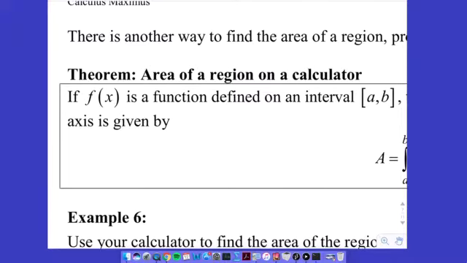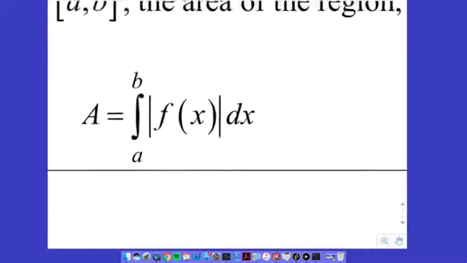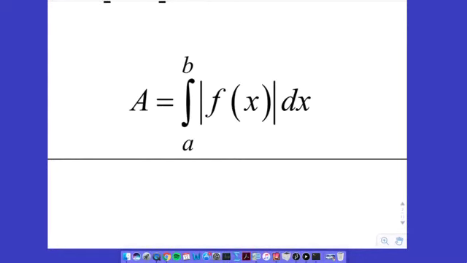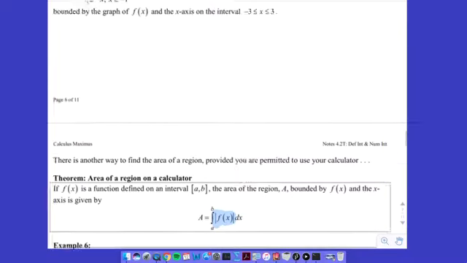This is called the area under the region of a calculator theorem. And it says, if you are interested truly in finding the area and you have a calculator, then on the interval from A to B, the area is defined to be the integral from A to B of the absolute value of f of x. Your calculator can handle those calculations a lot easier. But for you to do it by hand, it's really hard if you have the absolute value in there. So we have a method by hand.